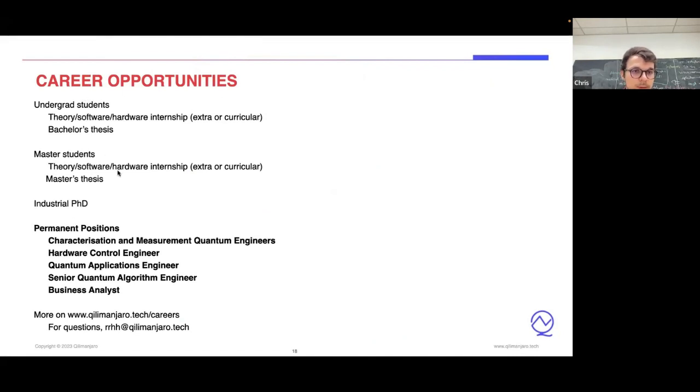And then I want to mention that we always have the need for people to join the project. We have positions for internships, for bachelor and master students, and also for theses. We have an industrial PhD, as I do myself, and we also have permanent positions, especially in the hardware team, doing control and characterization, and the theory team doing applications and algorithms. You should not hesitate to ask questions if you're interested in these positions.